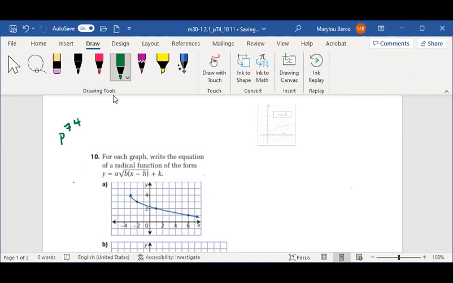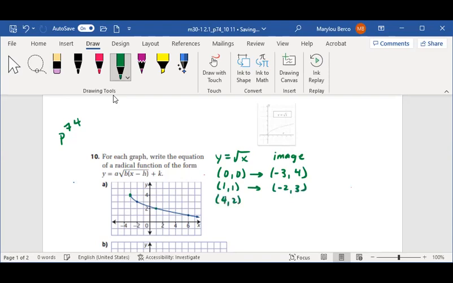If we take a look at y equals root x for key points, we have 0, 0, which on our image becomes negative 3, 4. For 1, 1, on the image it's negative 2, 3. For 4, 2, on the image it is 1 and 2. And on y equals root x for 9 and 3, it is 6 and 1.